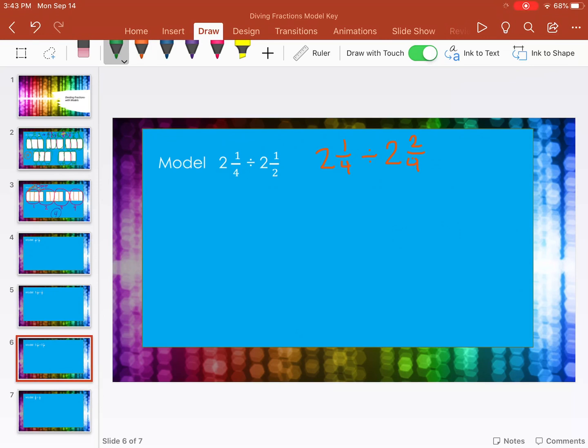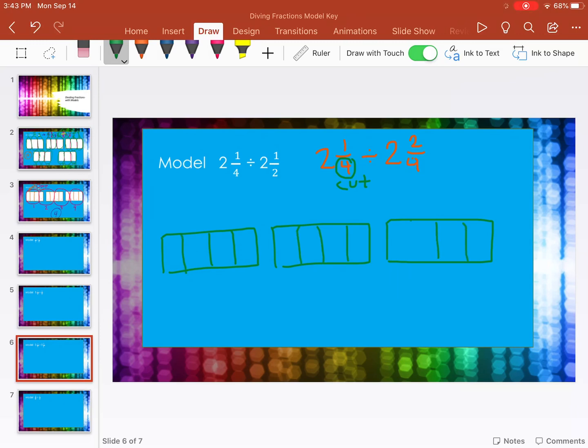Okay, then I draw that first fraction. So go ahead and draw a model of 2 1/4. So for that you need 3 rectangles. 1, 2, 3 rectangles. I should be cutting these rectangles into 4ths. This is what I cut by. So each of these cut into 4 pieces. And don't forget to shade in what you have.